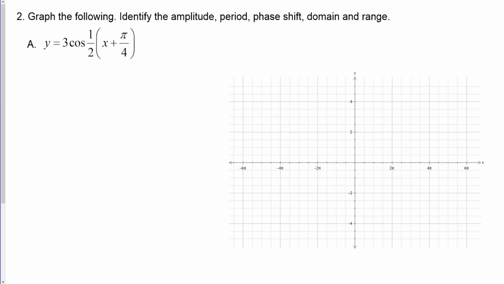Number 2, graph the following. Identify the amplitude, period, phase shift, domain, and range. Okay, so amplitude, phase shift, I missed period, so period, domain, and range.